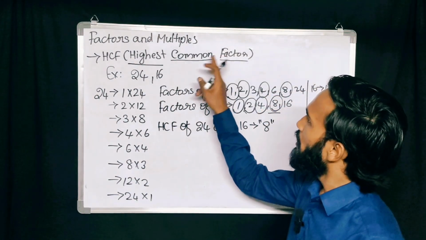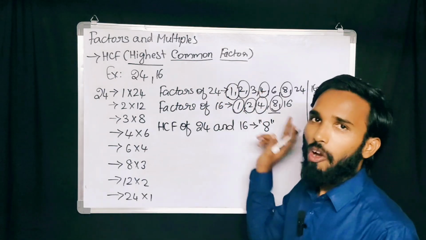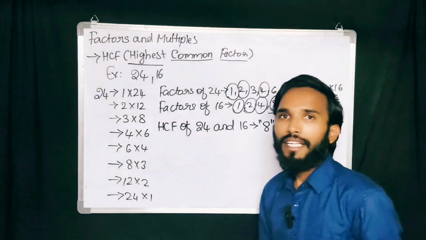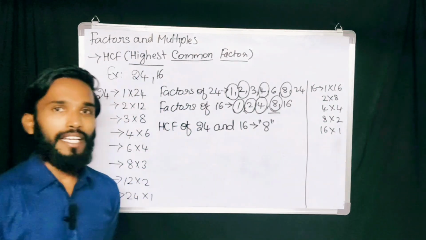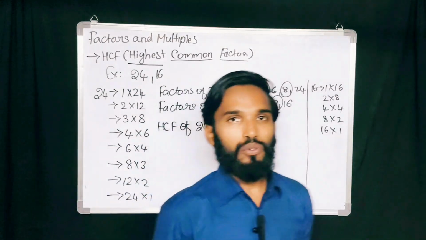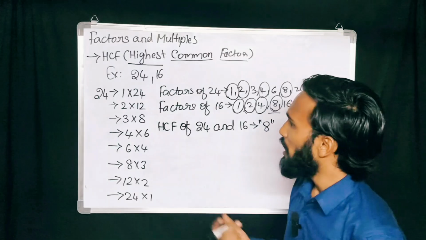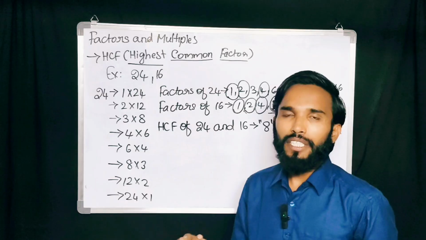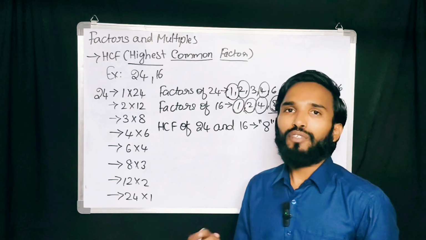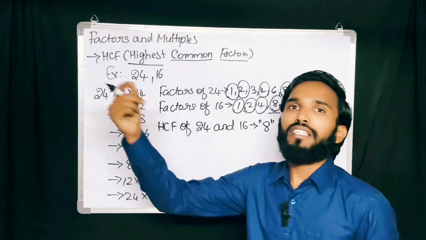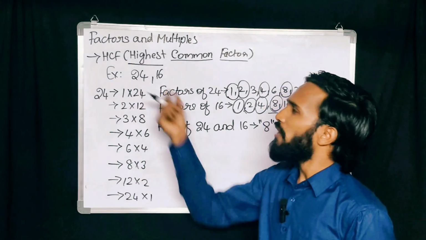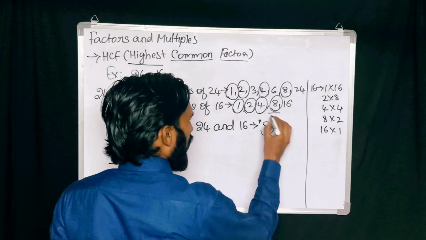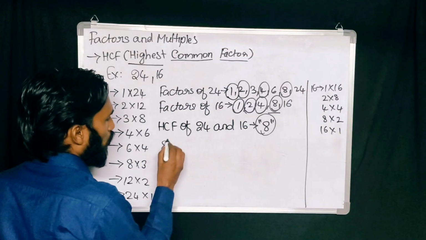So finding HCF is nothing but first writing the factors, finding the common factors, and finding the highest common factor. This is how to find the HCF of any two numbers. I said one definition at the starting of this video: HCF is nothing but the number which divides the given numbers completely, that means giving remainder 0. HCF is the largest number which divides both the given numbers completely, leaving remainder 0.